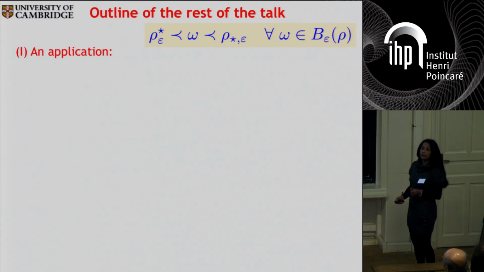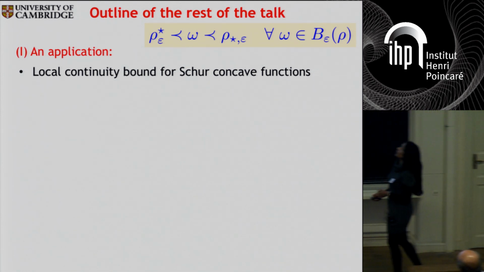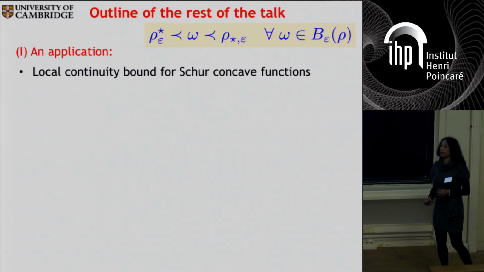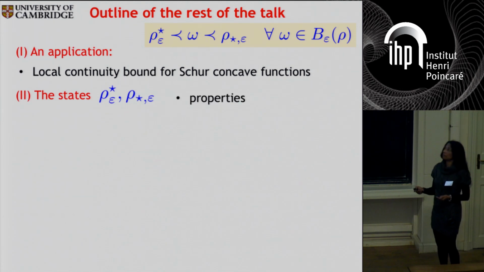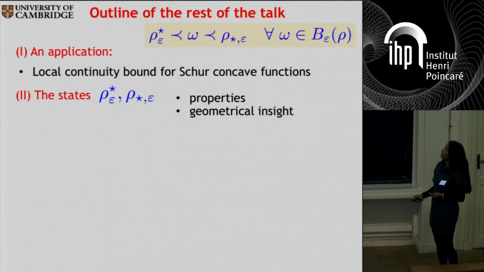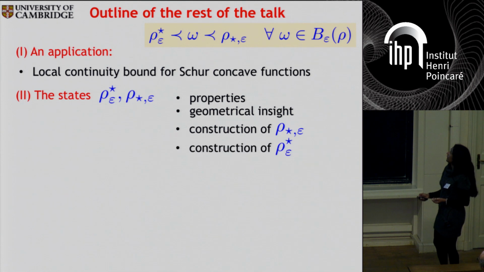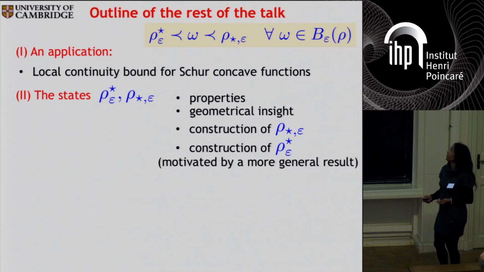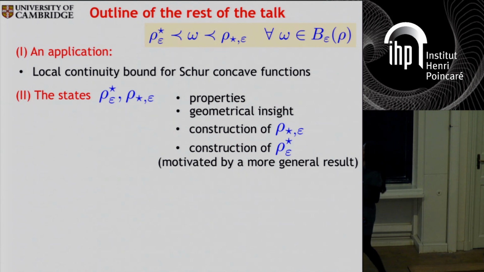Okay, so this is the outline of the rest of the talk. I will actually first start with an application, and the application is the statement of a local continuity bound for Schur concave functions. And then we'll go on to a discussion about the states. First, I'll talk about a few interesting properties of the rho upper star epsilon. Then I'll try to give you some geometrical insight into these states, followed by the construction of the rho lower star, and then that of the upper star, which will be motivated by a more general result, which we think is of independent interest.